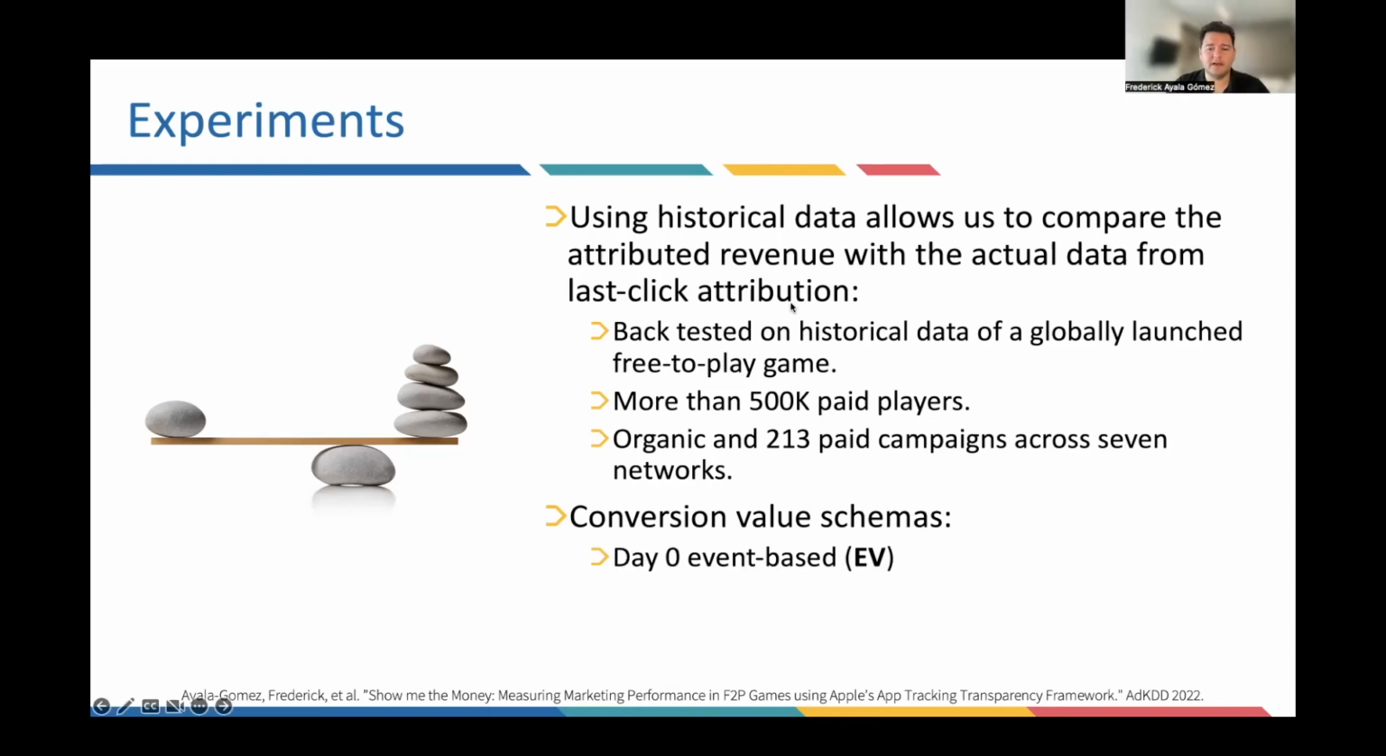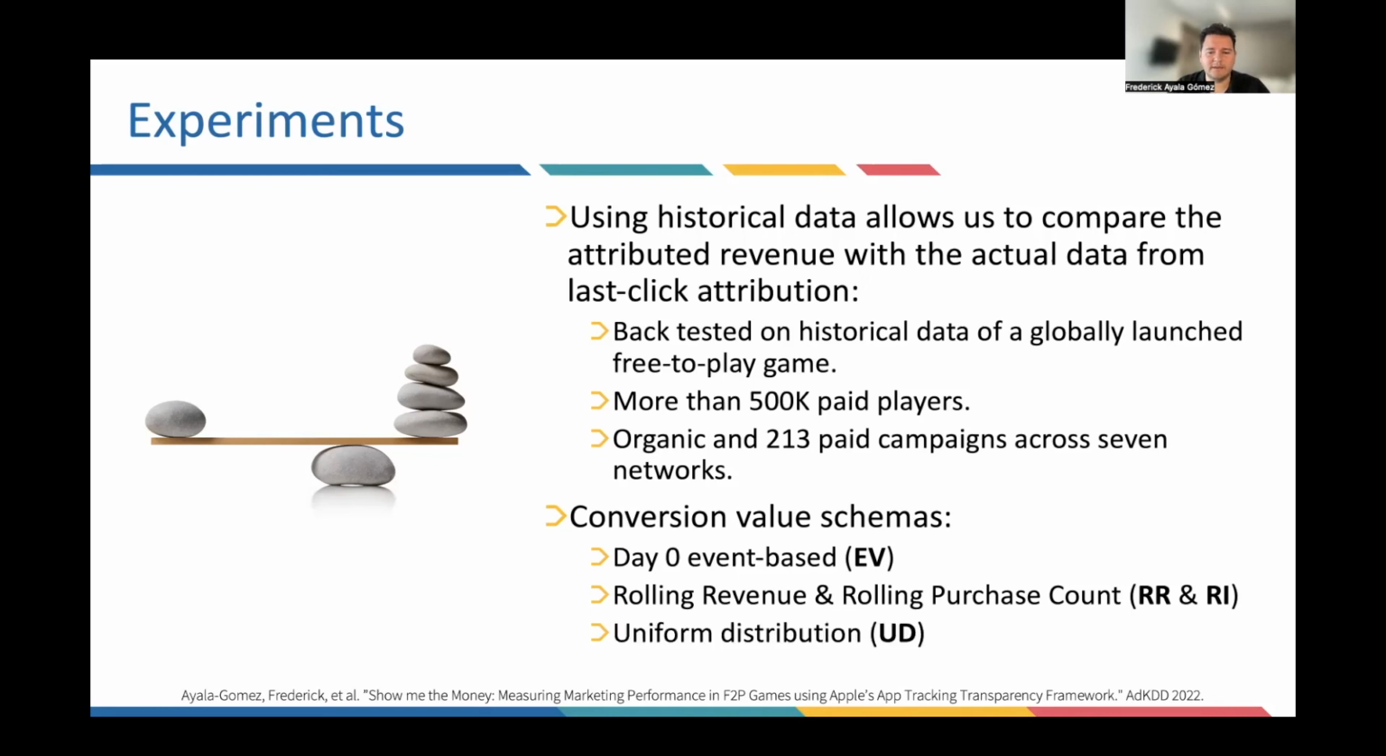As for the conversion value schemes, we look at 3 types of conversion value schemes. First, we have the day 0 event-based, defining the conversion values based on 6 actions that the user made during the first 24 hours of gameplay. For example, passing a level, reaching a certain number of coins, using hard currency, etc. Another schema could be counting the cumulative spend in the game or the cumulative number of purchases that they have made over time. For this, we extend the tracking window to 1 day, 3 days, and 7 days.